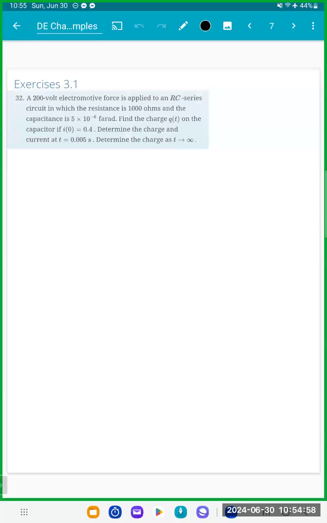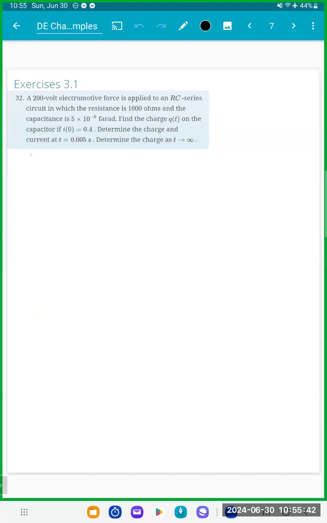All right, this next example, problem number 32. We have a 200 volt electromotive force applied to the RC series circuit, in which the resistance is 1000 ohms and the capacitance is 5 times 10 to the negative 6 farad. We want to determine the charge and the current at t equals 0.005 seconds. And then we'll determine the charge as t approaches infinity.